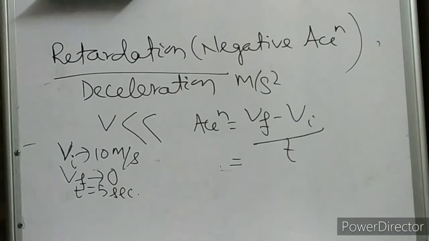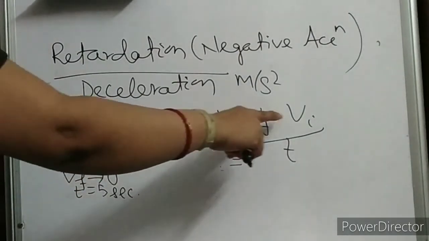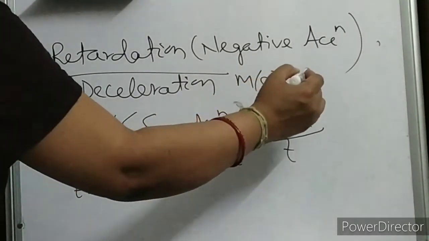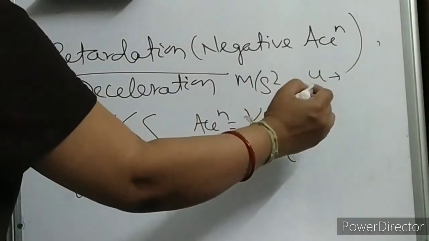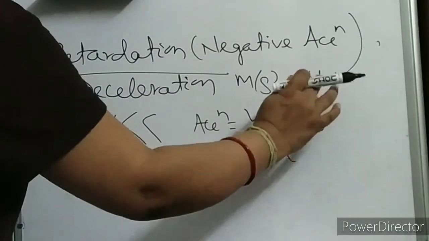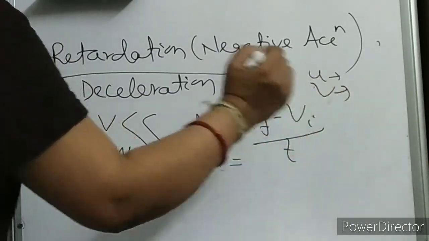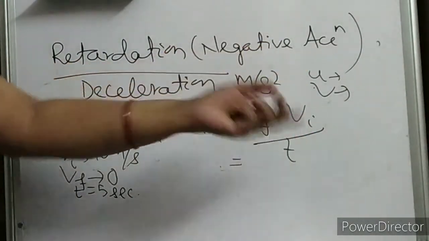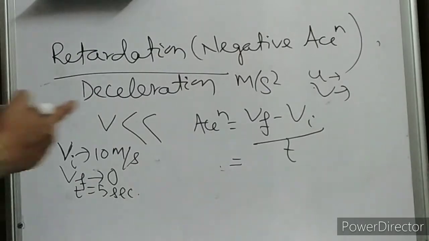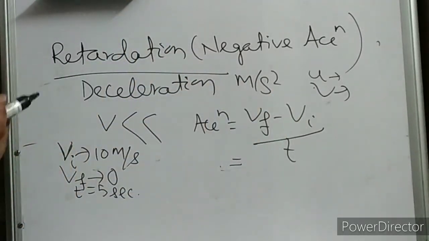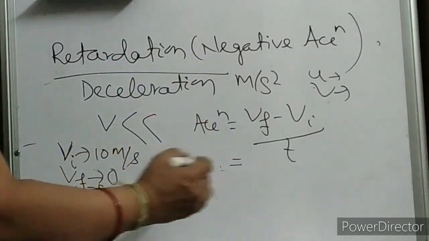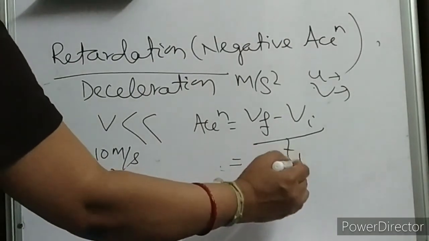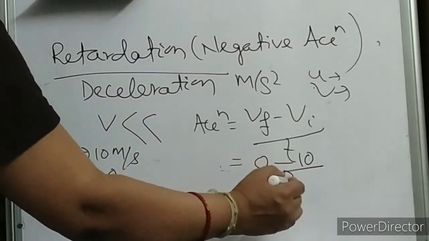Okay, children? Is it visible, children? Either you can write Vf or Vi simply, or you can write initial velocity as U and final velocity as V. It is up to you. In the 9th class and 10th class books, it is like U and V. You can write V minus U, same. So now final velocity is 0, initial velocity is 10, divided by 5.